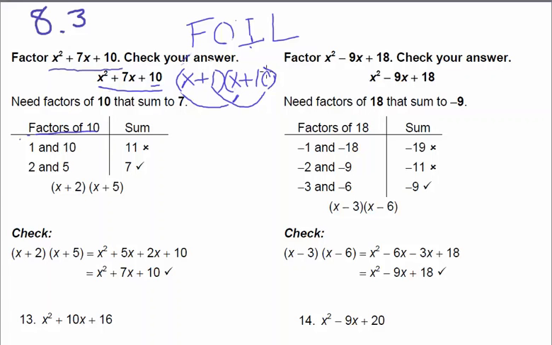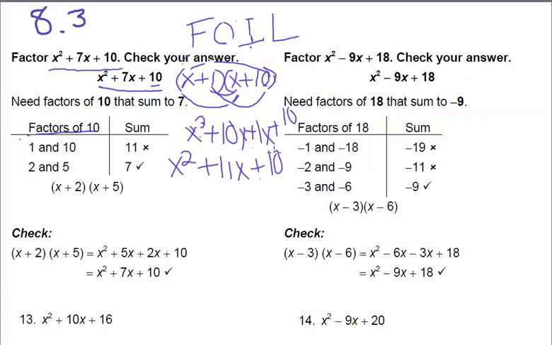And then I could FOIL this back and see if I indeed get a 7x for my middle term. Well, let's do that once. So first times first would be x squared. I'm checking. Outer would be x times 10, or 10x. The inner would be 1 times x, which would be 1x. And then my last times my last, I already wrote that that would be 1 times 10, or 10. So the x squared is good, the plus 10 is good, but my middle term would give me an 11x. I didn't want an 11x, I wanted a 7x. So that didn't work, what I just tried.